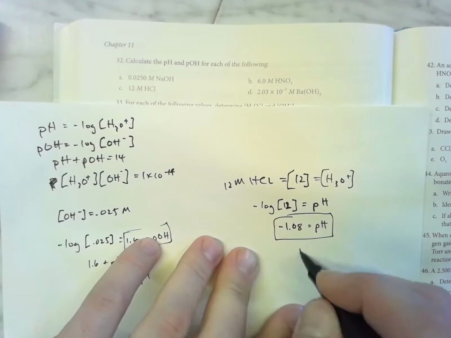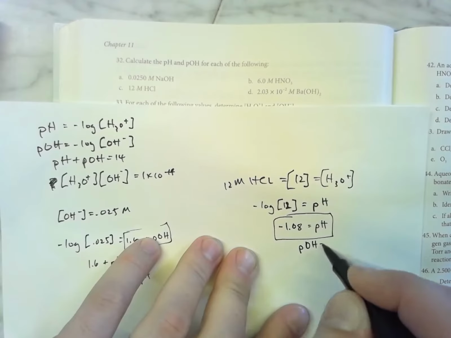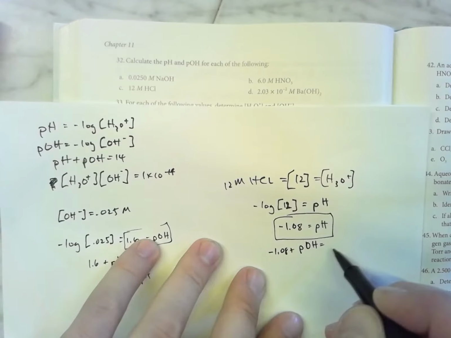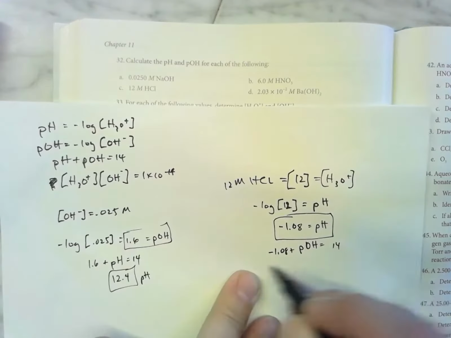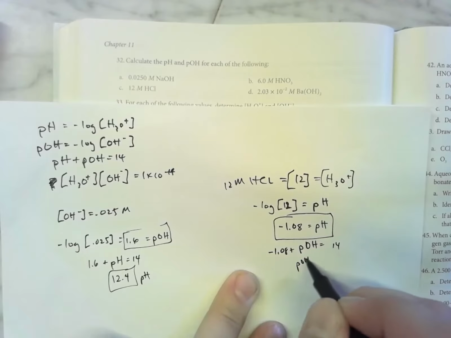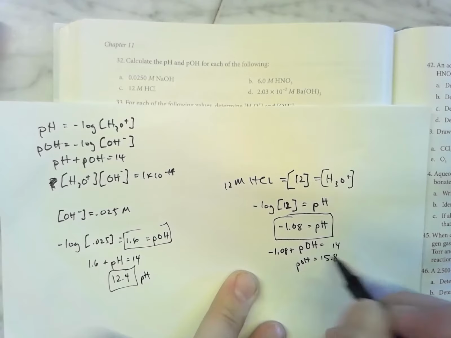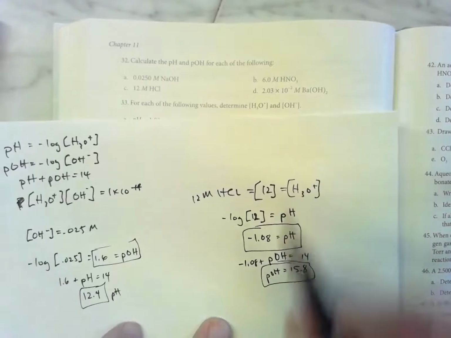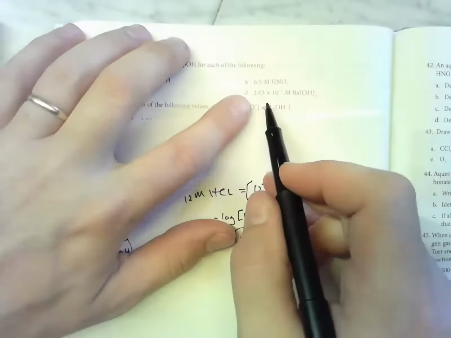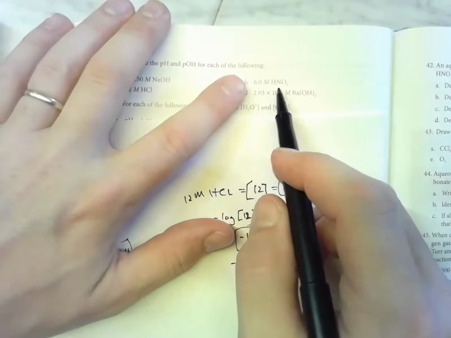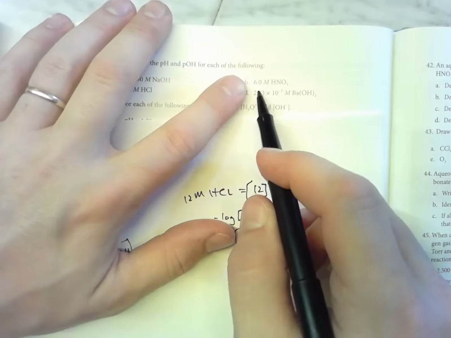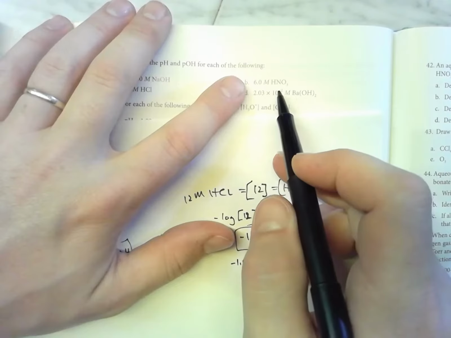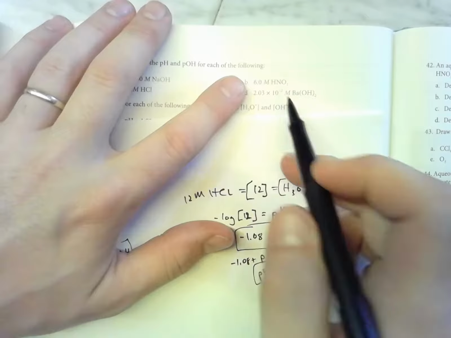And then the OH then is equal to negative 1.08 plus pOH is 14. Add that to both sides. pOH is equal to 15. Answer. Okay? Alright, so what's going to happen with this guy? This one's worked exactly the same way. It's going to donate 1 hydrogen for each mole here, so that's just going to be 6 is going to be the concentration of hydrogen in there.